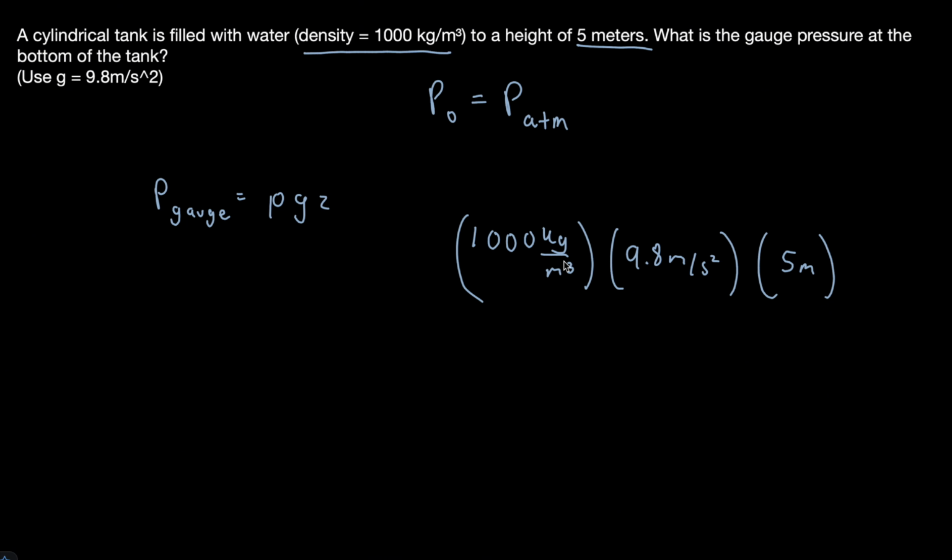Once we solve that, let's see what we get. We get 49,000 pascals, or if you want to turn it to kilopascals, that'll be 49 kilopascals. All right, so now let's move on to our next question. As you can see, these are getting incrementally a little bit more difficult. So we have a U-tube manometer containing mercury, and on one side it is open to the atmosphere.